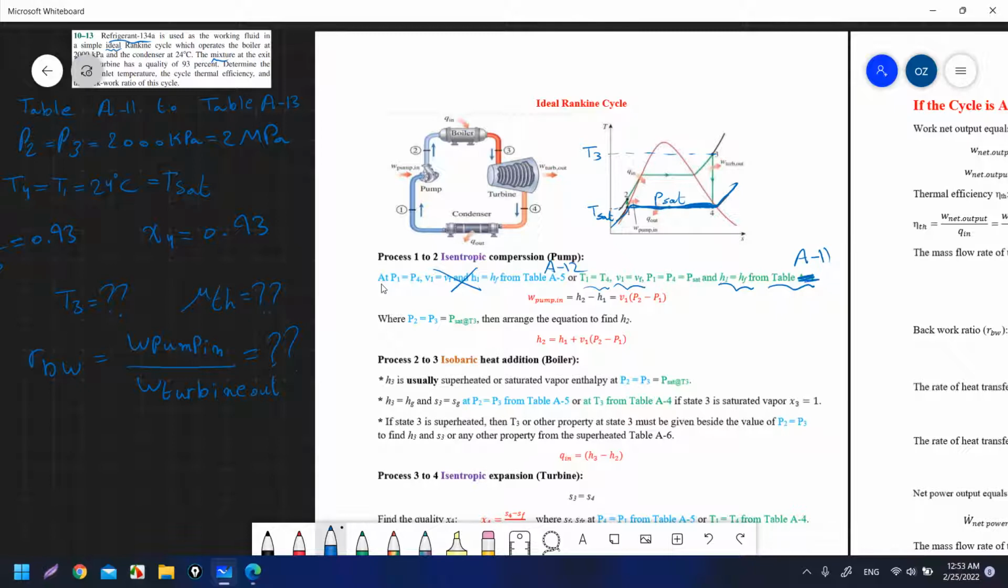So let's find them, and then we will use this equation. P2 minus P1. P1 is the P set or P4. Okay, and P2 is given in the question. V1 we will calculate it here. H1 also we will calculate it here. Then we can find H2. So let's find these three things from table A11.